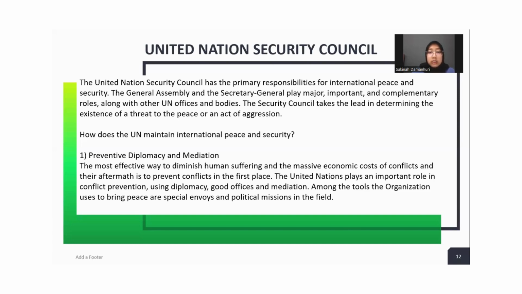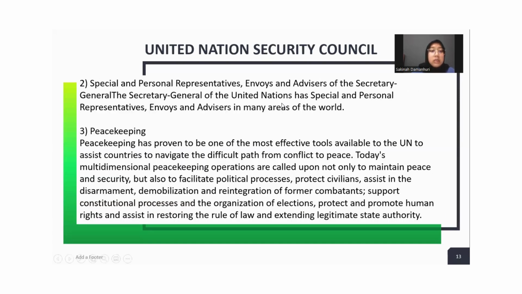So next, the special and personal representatives, envoys and advisors of the Secretary General. The Secretary General of the United Nations has special and personal representatives, envoys and advisors in many areas of work. And the last one is peacekeeping.